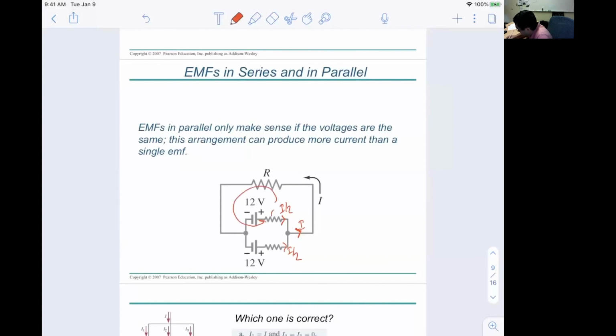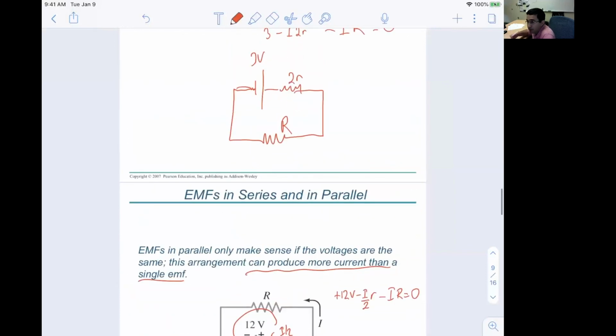for 1, right? So you have positive 12 volt minus I over 2 times r minus I capital R. You can write it the other way, but it's going to be the same. What's important is the potential doesn't change, but you can apply more current through the system when you connect them in parallel. When you connect them in series, you will apply more EMF.